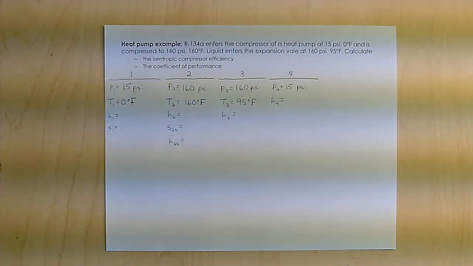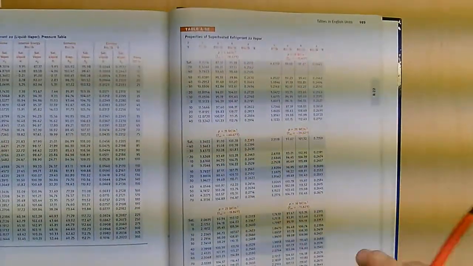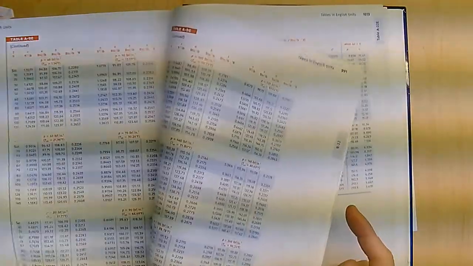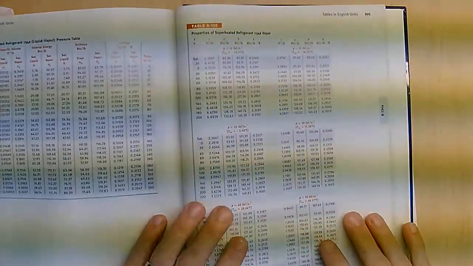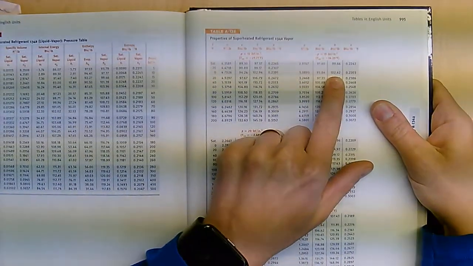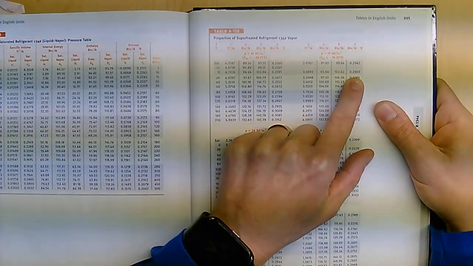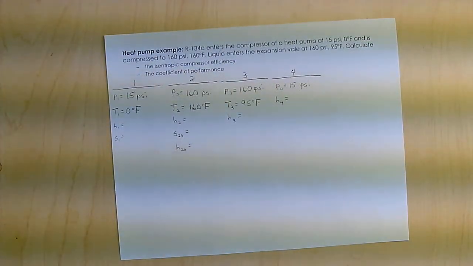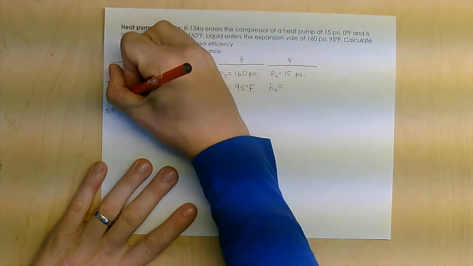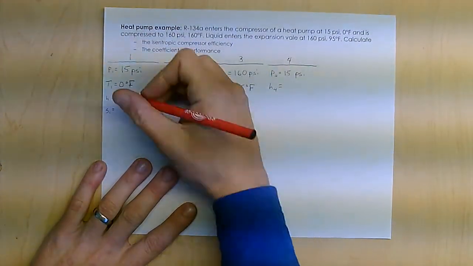So we'll start at state 1, which is 15 psi and 0 degrees Celsius for 134A. Sorry, I misspoke earlier. So I'm looking right here. I've got an H of 102.42 and an S of 0.2303. So go ahead and jot those down right now. Again, that H is 102.42, and then the S is 0.2303.